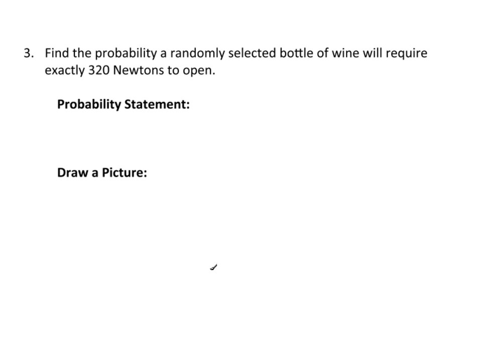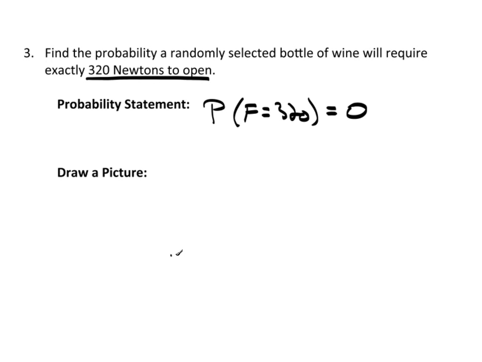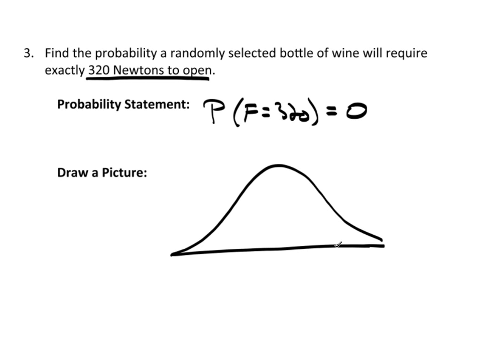Let's take a look at another example. Find the probability a randomly selected bottle of wine will require exactly 320 newtons to open. Well, the probability statement would be, what's the probability that force is equal to 320? And because the normal distribution is a continuous distribution, right away we know it's 0. If we draw a picture, we know 305 is the mean, it's right down the middle. 320 is up here somewhere. So I'm starting and stopping at 320. I'm asking for the area under the curve at that line. And I talked about that earlier and said that it was 0.